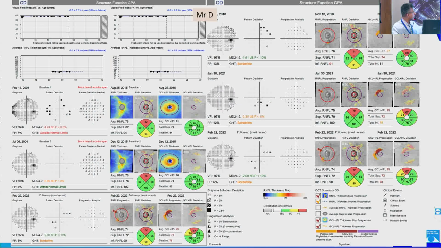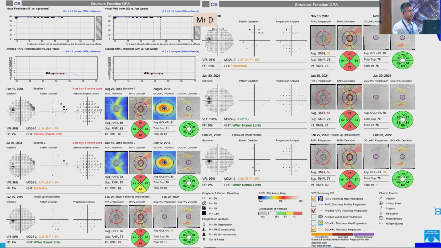And this is his combined progression report for both the visual field and the OCT. It looks a little busy. I don't want you to get very confused with it, but you can see on the lower pictures that the OCT is showing some change, especially on the GCC. This is in the other eye.